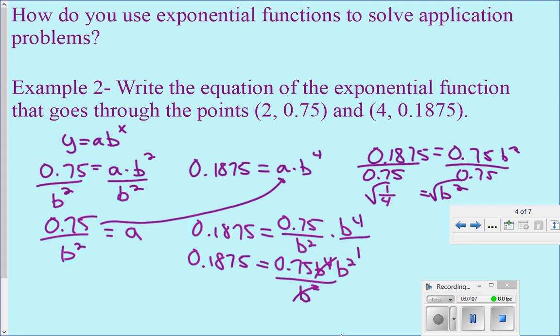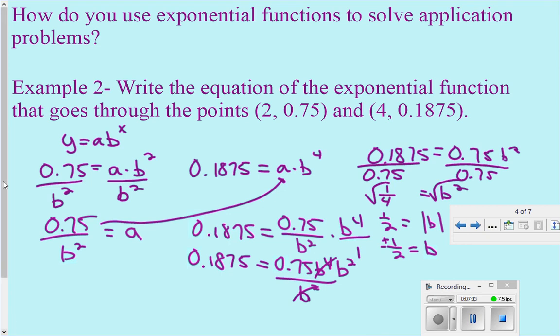And when I take the square root of that, I'm getting 1/2 on the left and the absolute value of b on the right. Now, we talked about the fact that negative exponents with exponentials get really weird. So even though, yes, you are getting plus or minus, we're going to disregard the negative 1/2, the negative base, and we're just going to use positive 1/2.